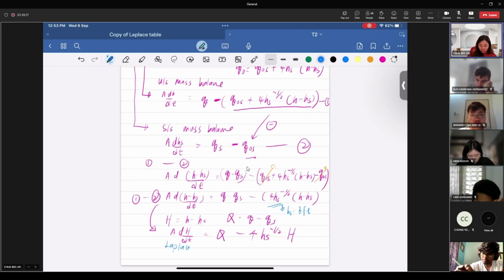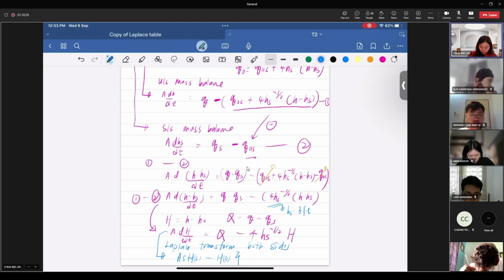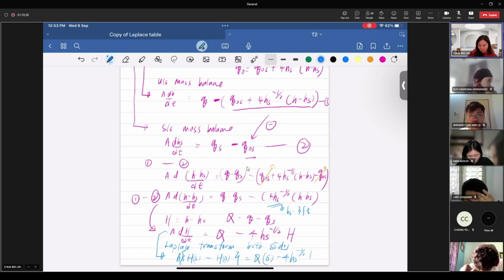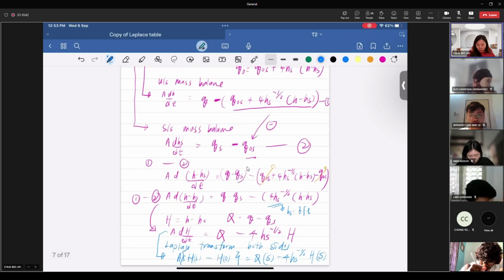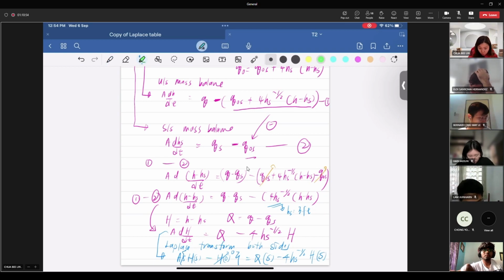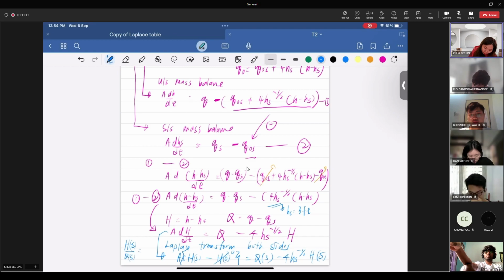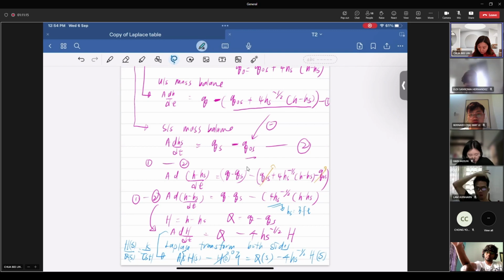So continue the same: Laplace transform both sides. Then you'll be having A(sH(s) minus h0) equals Q(s) minus 4HS to the power negative 1 over 2 times H(s). The whole thing is a coefficient, so don't touch, just treat it like a constant number. So when you have this, you rearrange, and the initial condition is 0. You'll be getting the answer of H(s) over Q(s). Once you have this line already, you rearrange to get H(s) over Q(s) and make the pattern the same as the first order. So I will copy this line, put it at the back.